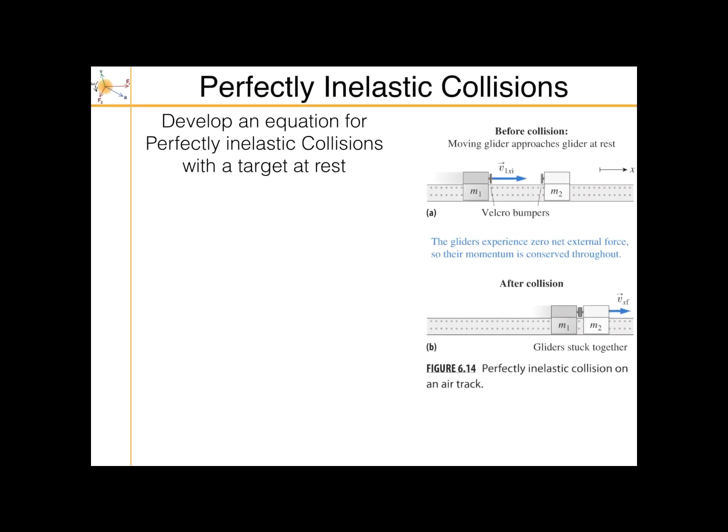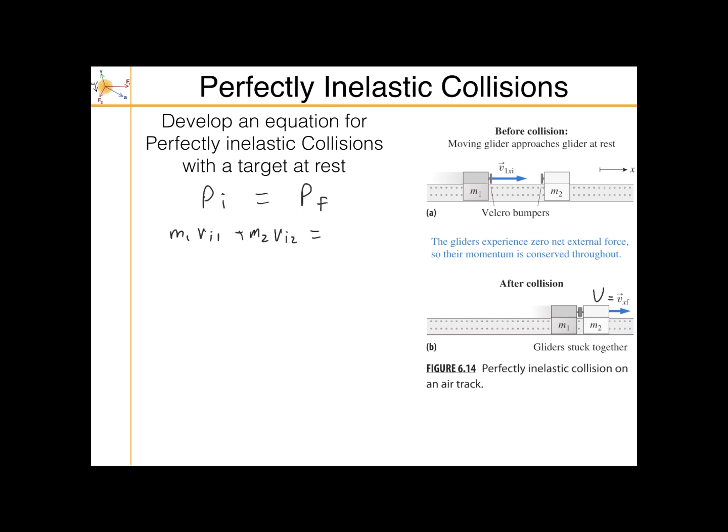Now, we can develop a simple equation for that. If you look here, we have V1 initial, we'll drop that X for this moving object, and we're going to assume that the second object, or the target, is at rest to begin with. That makes it easier. Then after the collision, they're going to move together with a final common speed, which we'll call capital V, which is their V final. So we say P, the initial momentum, is going to be equal to the final momentum. So the initial momentum will be the mass of 1 times the initial speed of 1 plus the mass of 2 times the initial speed of 2.